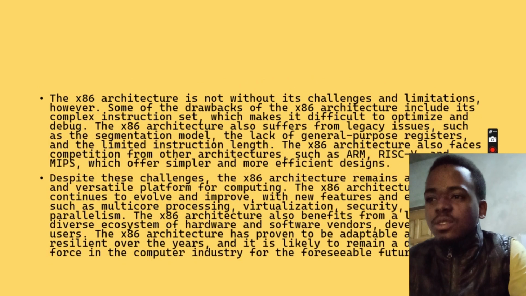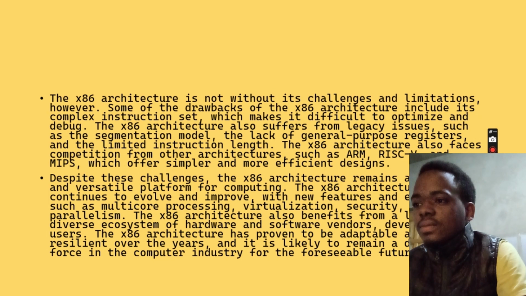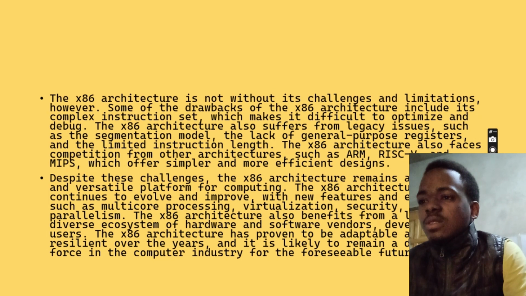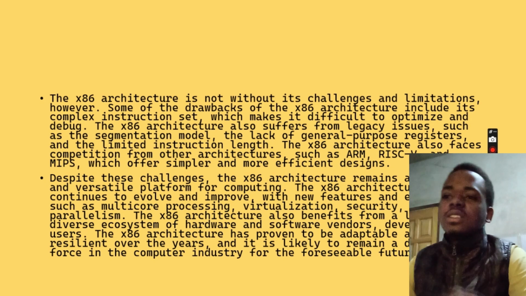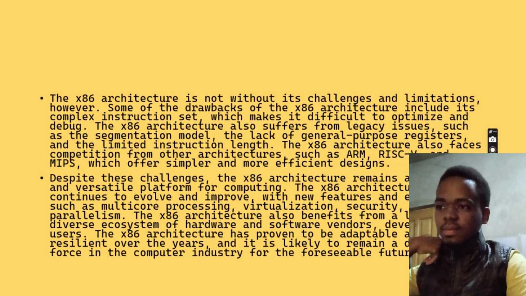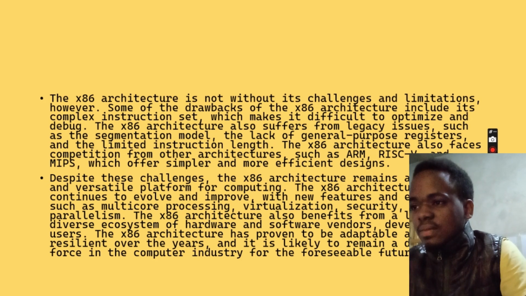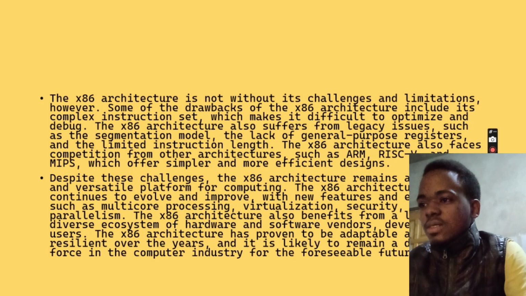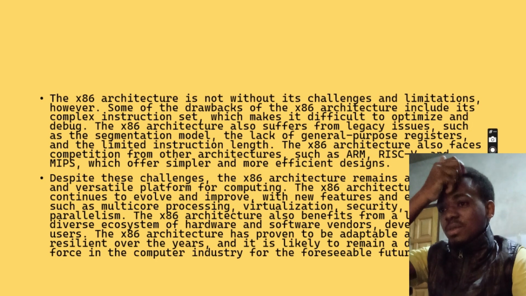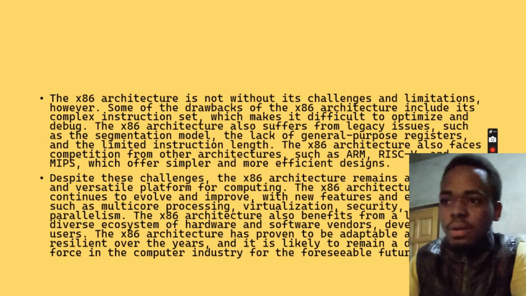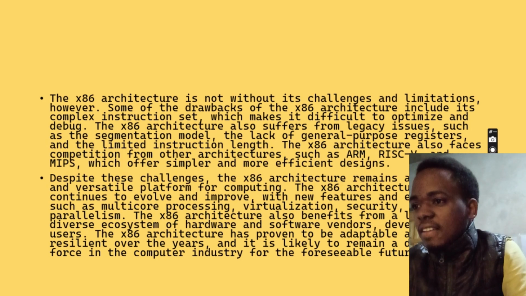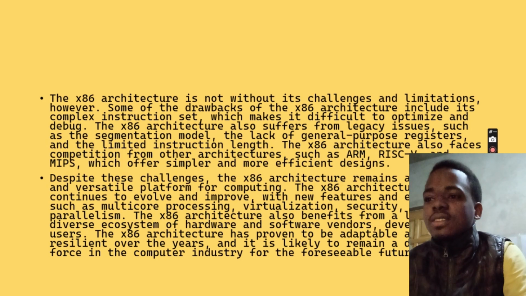This architecture is not without its challenges and limitations. Some of the drawbacks of the x86 architecture include its complex instruction set, which makes it difficult to optimize and debug. This architecture also suffers from legacy issues such as the segmentation model, the lack of general purpose registers, and a limited instruction length.